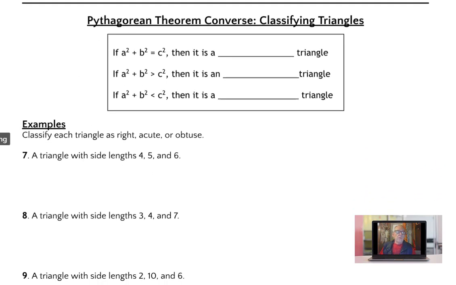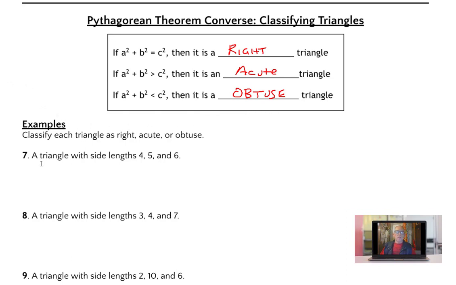Now, the converse of the Pythagorean theorem is kind of useful. If you use the Pythagorean theorem and it turns out that a squared plus b squared is equal to c squared, then you know you have a right triangle. But if a squared plus b squared is greater than c squared, then you have an acute triangle. Think about opposite. Greater than, acute is an angle smaller than 90. And if a squared plus b squared is less than c squared, then you have an obtuse triangle. Again, the opposite idea works. Less than c squared, you're talking about an angle greater than 90, the obtuse angle.